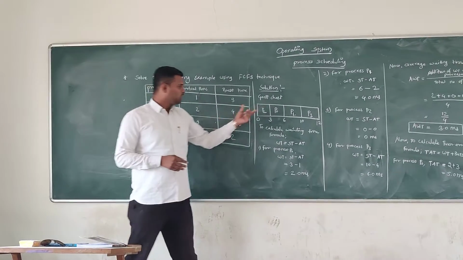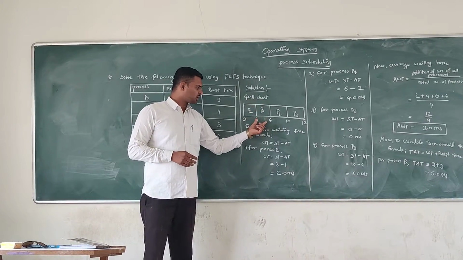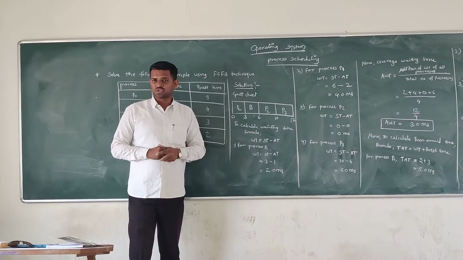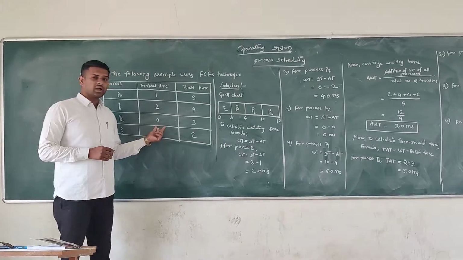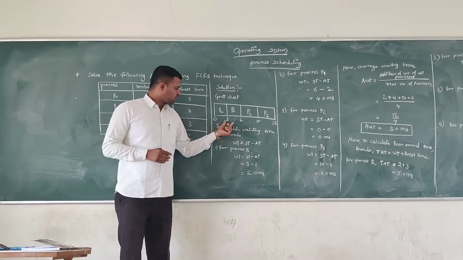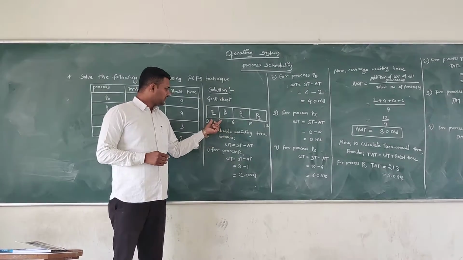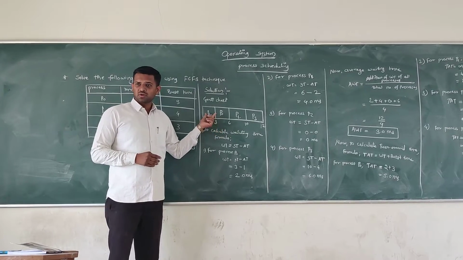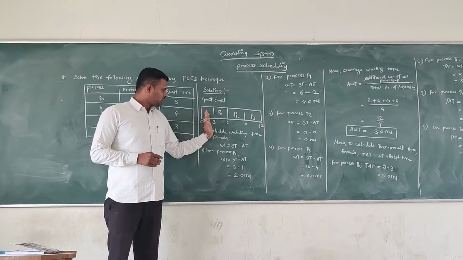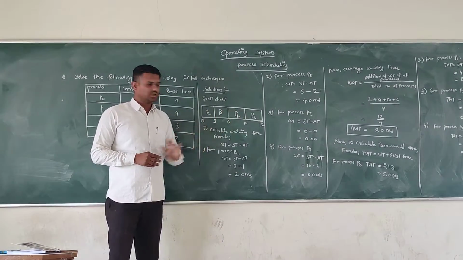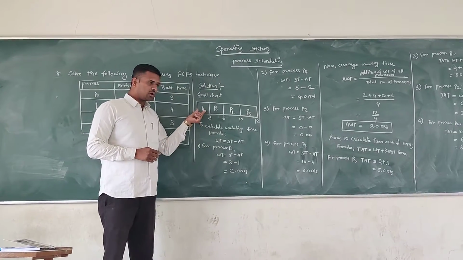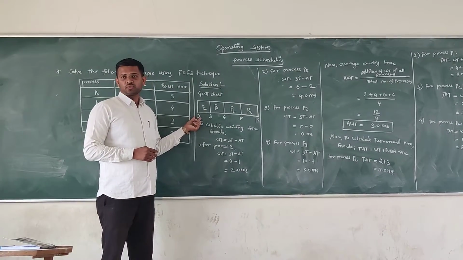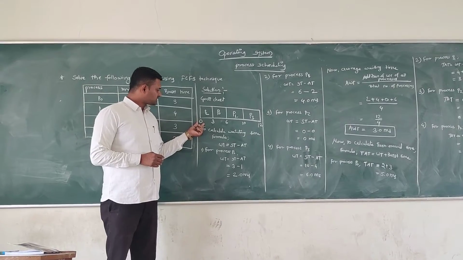First of all, we are going to draw the Gantt chart. In this Gantt chart, we are going to show all the processes which come in ready state, and according to their arrival time, we will keep the processes sequentially. The Gantt chart always starts from 0.